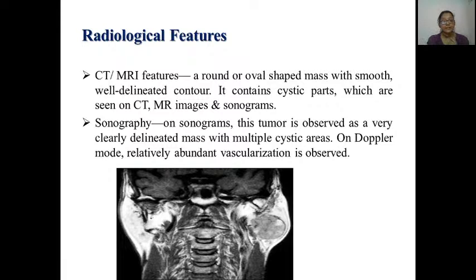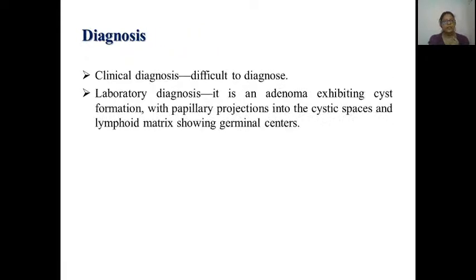Radiographically, we see a round or oval shaped mass with smooth, well delineated contour. It contains cystic parts which are seen on the CT, MRI images and sonograms. On sonography, we can see a very clearly delineated mass with multiple cystic areas, and in Doppler mode, relatively abundant vascularization is observed. The diagnosis is very difficult.